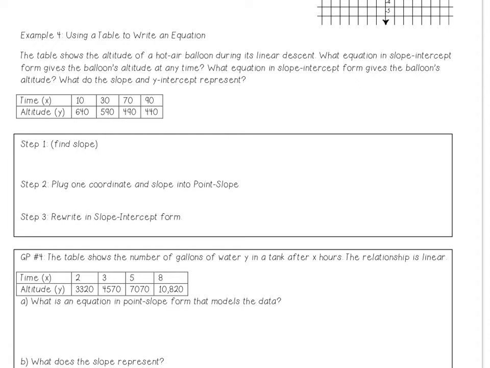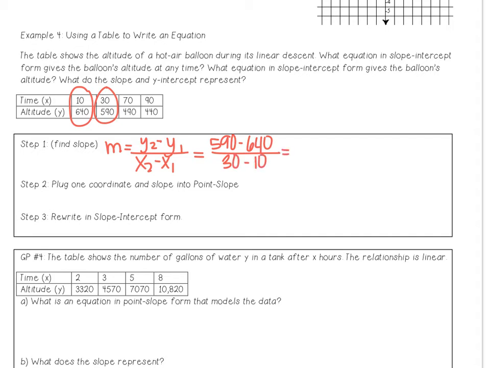So for slope-intercept form, we are going to have to find slope. So I'm going to use the slope formula, y2 minus y1 over x2 minus x1. And we'll just call this point 1 and point 2. So that'll be 590 minus 640 over 30 minus 10. That's negative 50 over 20. And when you divide that, you get negative 2.5.